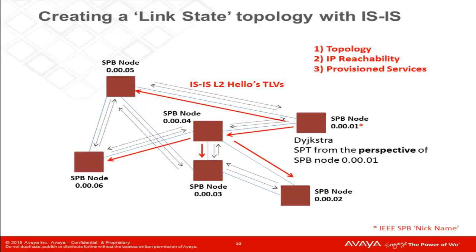Once a complete network topology is created, the Dijkstra algorithm is run. Here we show the resulting shortest path Dijkstra tree for SPB node 0.00.01. The number is the nickname of the SPB node. It is basically a short-form identifier, the use of which will become obvious in the next series of slides. But for now, it's an alphanumeric string which uniquely identifies an SPB node within a domain.